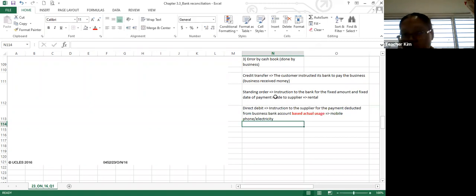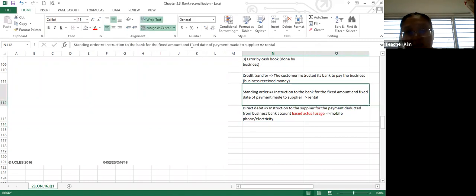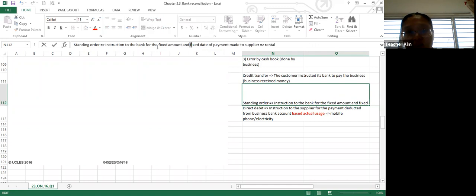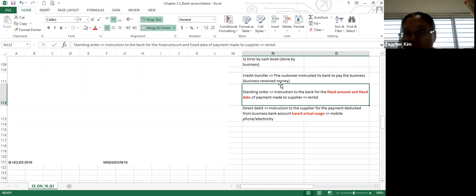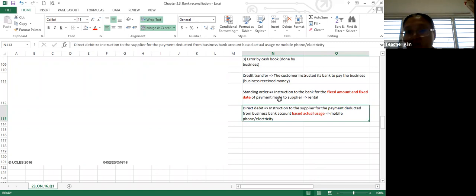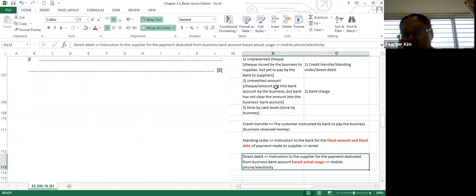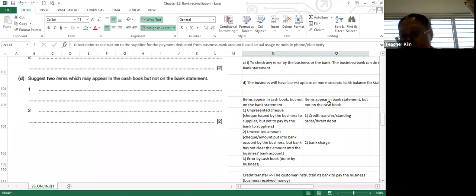This one is based on the usage, because sometimes you use more, sometimes you use less. Whereas this one, everything is fixed. Your rental is fixed, your amount is also fixed. So basically you can base on the date that you agree with the owner to pay it out. There is a standing order. This is called direct debit, based on the usage. So there are differences for these three items.